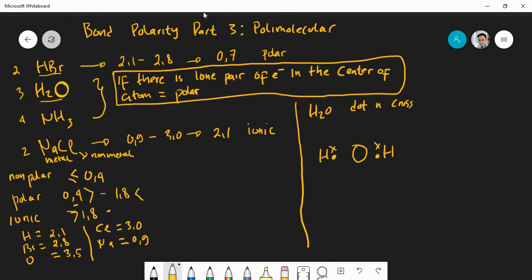Oxygen has six electrons since oxygen is located in group 6. Because it has already shared two electrons with hydrogen, the remaining will be four: one, two, three, four. Okay, so now take a look at this. This is the dot and cross structure. The oxygen is the center atom and it has two lone pairs. A lone pair is electrons that are not shared. So these two lone pairs indicate that H2O, or water, is a polar molecule. Okay. Now the next one, NH3.